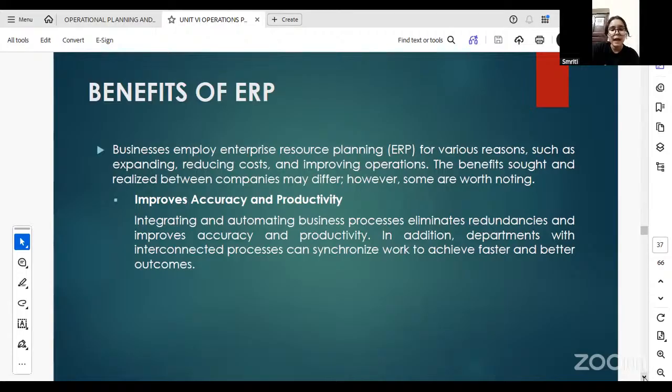Improves accuracy and productivity. Integrating and automating businesses' processes eliminates redundancies and improves accuracy and productivity. In addition, departments with interconnected processes can synchronize work to achieve faster and better outcomes. So naturally, human error is minimized, productivity is increased, so it improves accuracy. The data which has been added should be accurate and should be real.